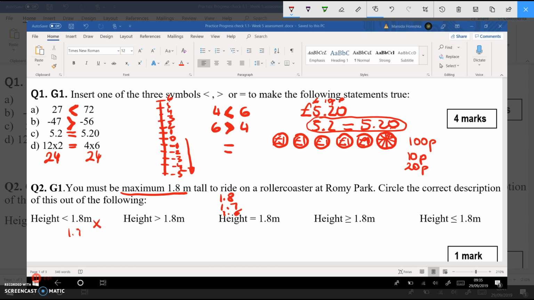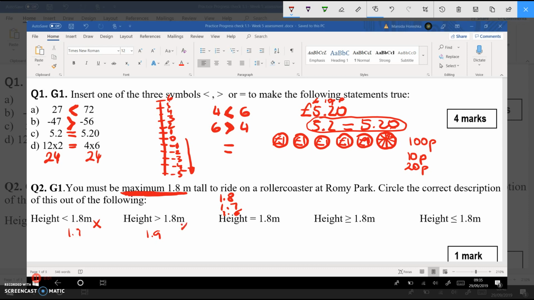So this is not the correct option. Looking at the second one, we've got height being greater than 1.8. So what this means is you can have 1.9, we could have 2, you could have 2.1, you could have 1.92, but it does not include 1.8, and it's greater than. And looking at the question, we said maximum, so that's the highest value that you can take.